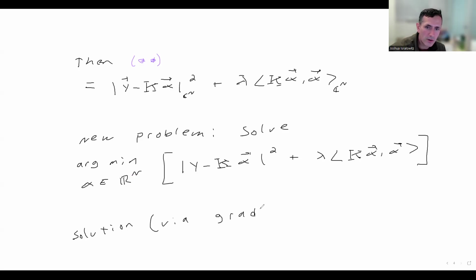All right, well, you can literally take gradients and just check that the solution here is simply, kind of like with linear regression, K plus lambda I, n times n, I is the identity, inverse.